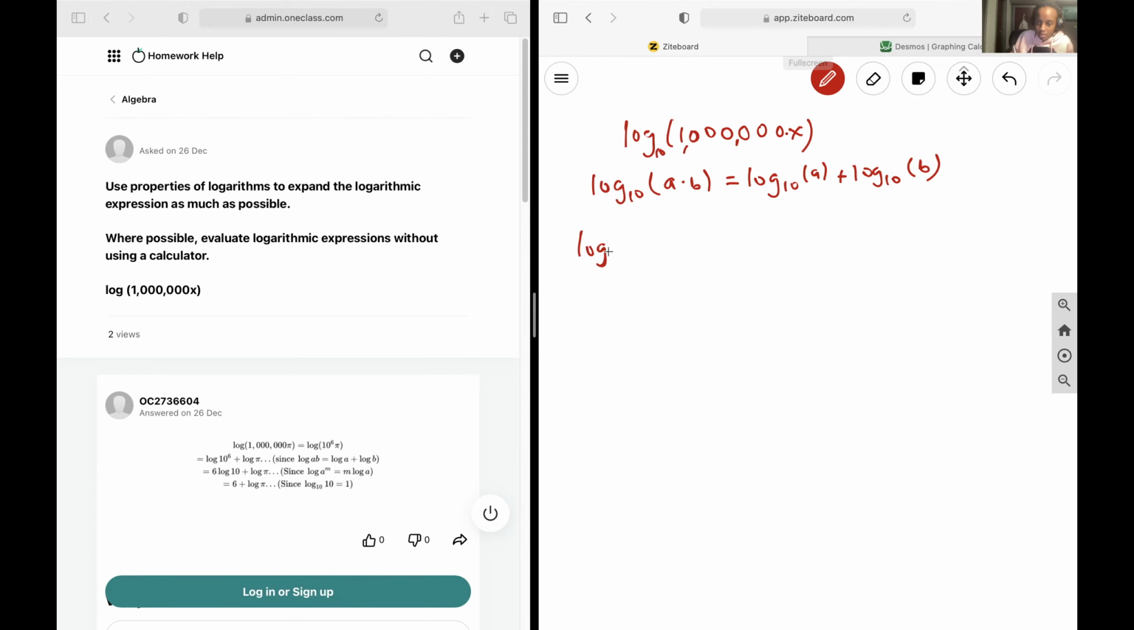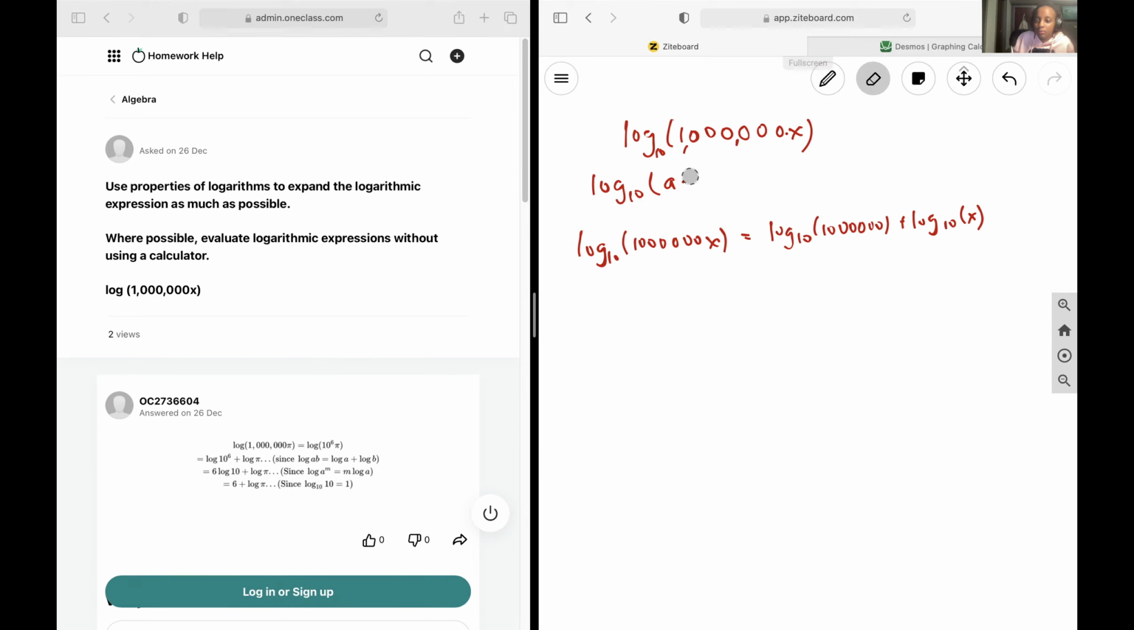It becomes log base 10 of a million x becomes log base 10 of a million plus log base 10 of x. And then next up, let's rewrite this in blue.